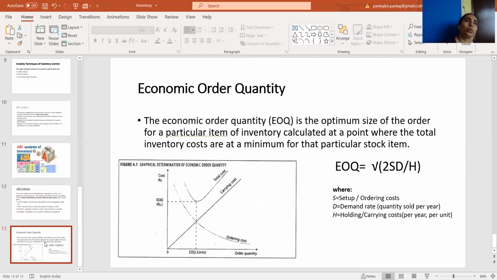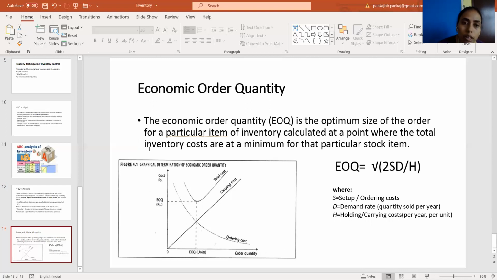Now we move on to the question or the problem of how much to order for an inventory. So for this, there is a formula of economic order quantity. So economic order quantity, or EOQ, is the optimum size of order for a particular item of inventory, calculated at the point where the total inventory cost is at a minimum for a particular stock item. So let's first understand the concept.